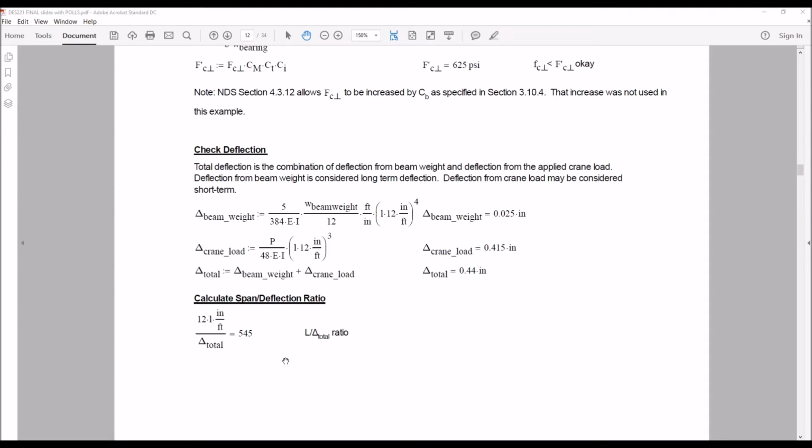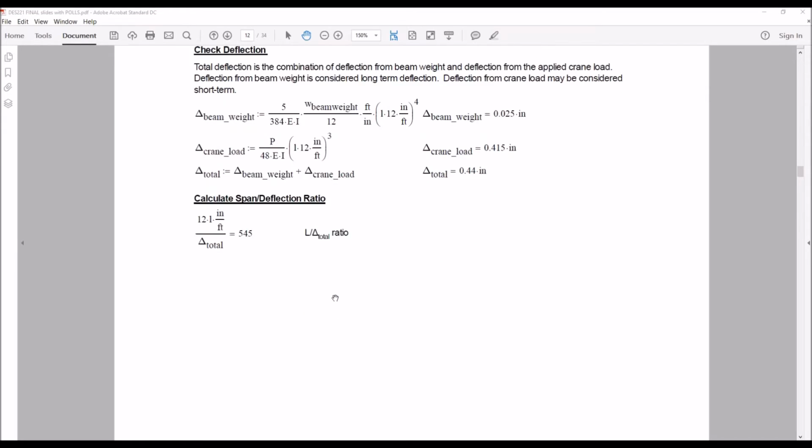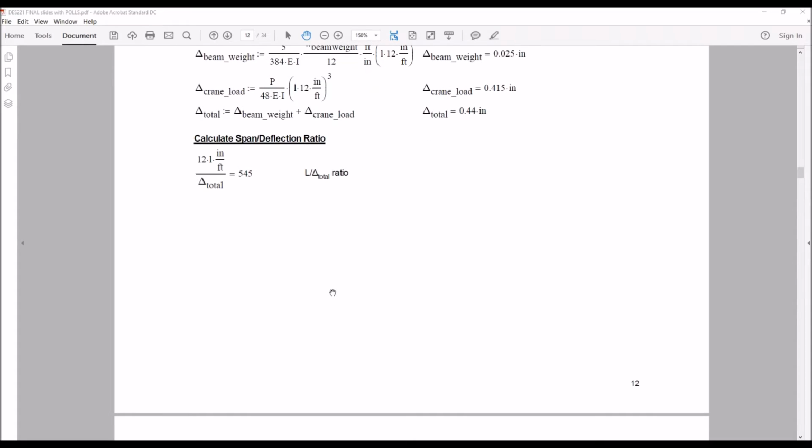So our L over delta is equal to 545. Depending on your restrictions, most of the time in my designs I use L over 360 as a criterion, so this would meet that. So it should work for most of your designs, unless you're in something very stiff where you need L over 720.